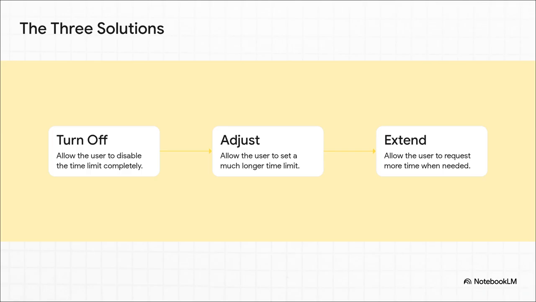For any time limit on your site, you have to give the user at least one of these 3 options. The power to turn it off completely before it even starts, the ability to adjust how long the timer runs, or the chance to extend it when it's about to run out.